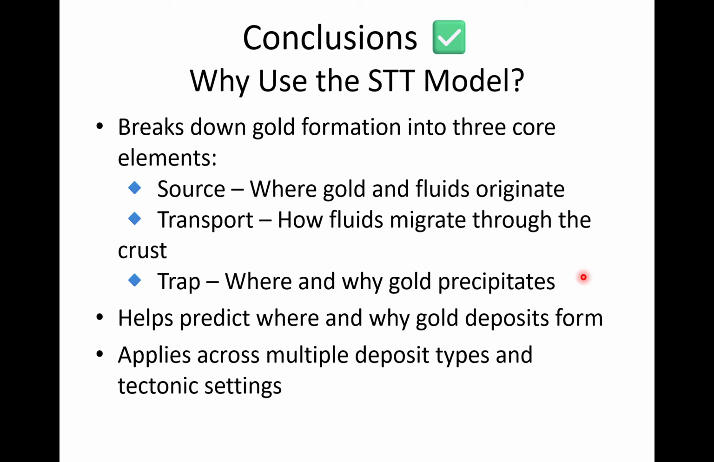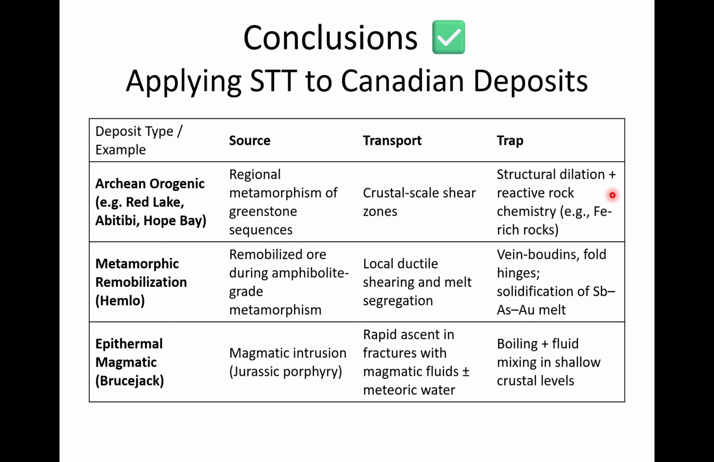So the source, transport, trap model is a powerful conceptual tool to dissect the formation of gold deposits by examining each component: source as the origin of gold-bearing fluids, transport as the pathways and processes moving gold-bearing fluids, and trap as the condition that precipitates and concentrates gold. We can gain structural understanding of why deposits form and where they did.